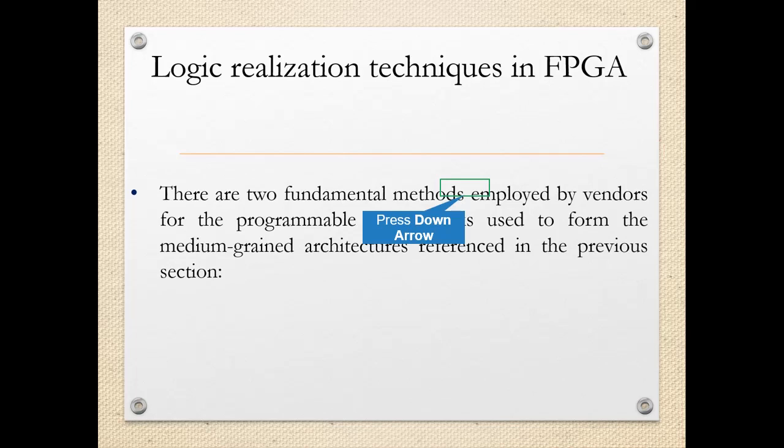Now I'll go to the next part of the lecture, that is the logic realization techniques in FPGA. So there are two fundamental methods employed by vendors for the programmable logic block used to form the medium grained architectures referenced in the previous section. So in this medium grained architecture, we can implement the logic using lookup table or using multiplexer. So there are two logic realization techniques in FPGA, that is lookup table based method and the multiplexer based method.